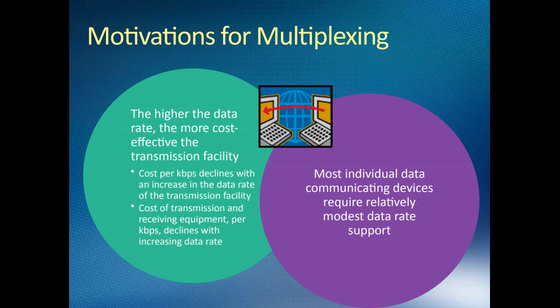So multiplexing is more needed nowadays because the higher the data rate, the more cost effective the transmission facility. Because I'm already paying for this high speed, high bandwidth, let me multiplex multiple senders on the same media. Understood? It will save on money, save on equipment, okay? And most of the devices don't need that much speed all the time. So these are all motivations for multiplexing.